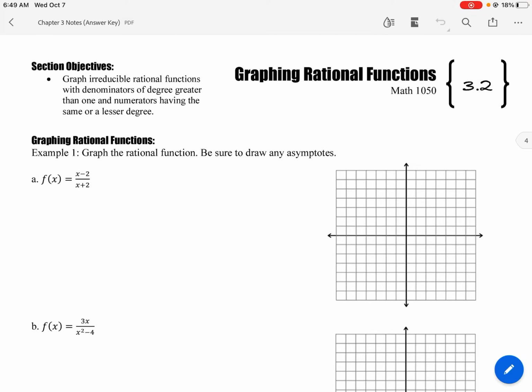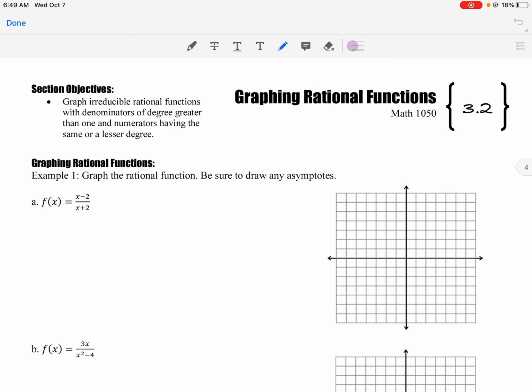Okay, we're now going to look at graphing these rational functions. Our only directions here are to graph the rational functions and draw any asymptotes. Remember what we did last section, we're going to want to follow that same format. So, first key feature I'd look for is the x-intercept. Remember for that, we set the numerator equal to 0, so we get x equals a positive 2.